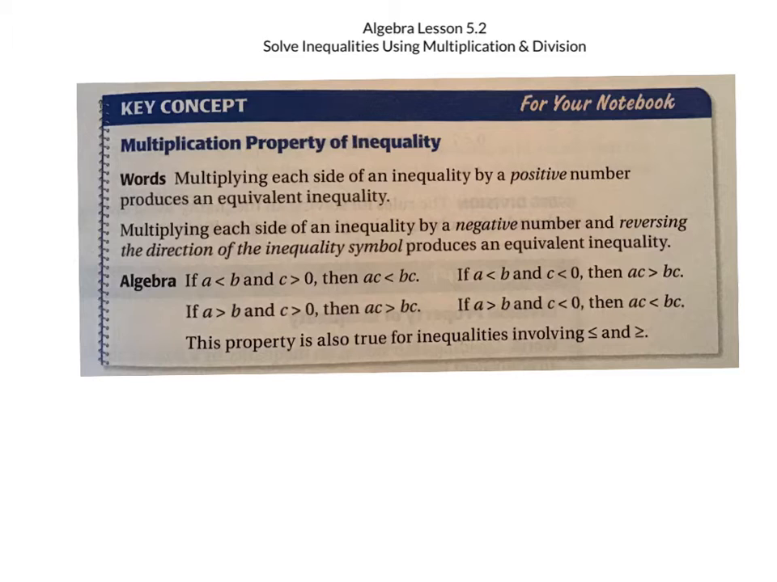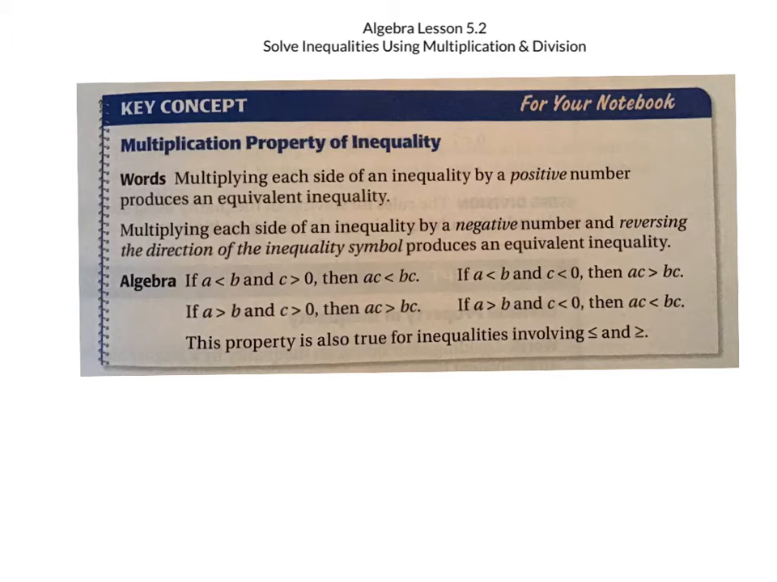Multiplication property of inequality. Multiplying each side of an inequality by a positive number produces an equivalent inequality. In layman's terms, whatever you do to one side of the inequality, you do the same thing to the other side using a positive number, and you will still have the same inequality. If you multiply each side of the inequality by a negative number and also reverse the direction of the inequality symbol, then you still have an equivalent inequality.